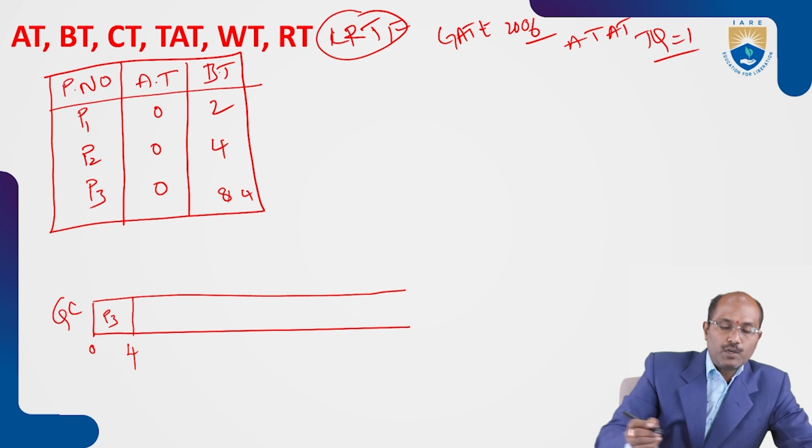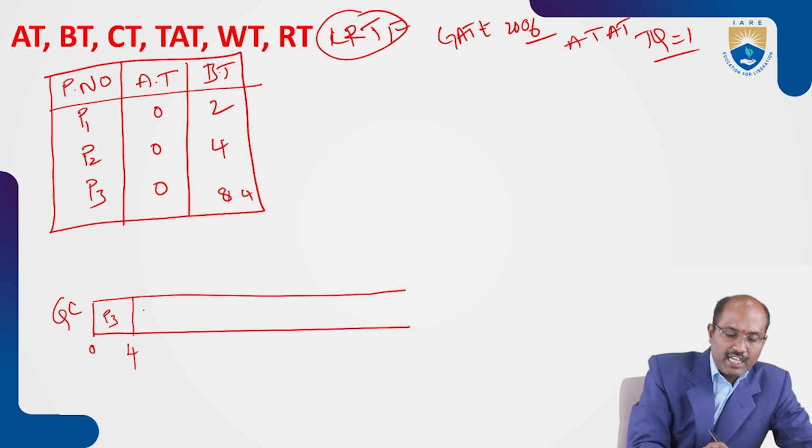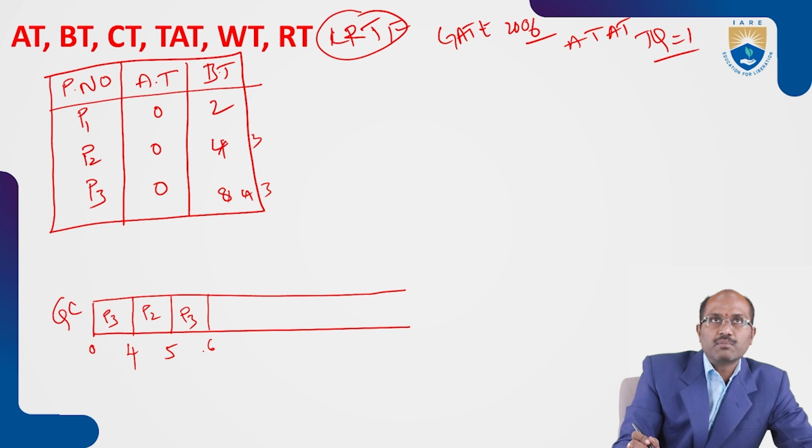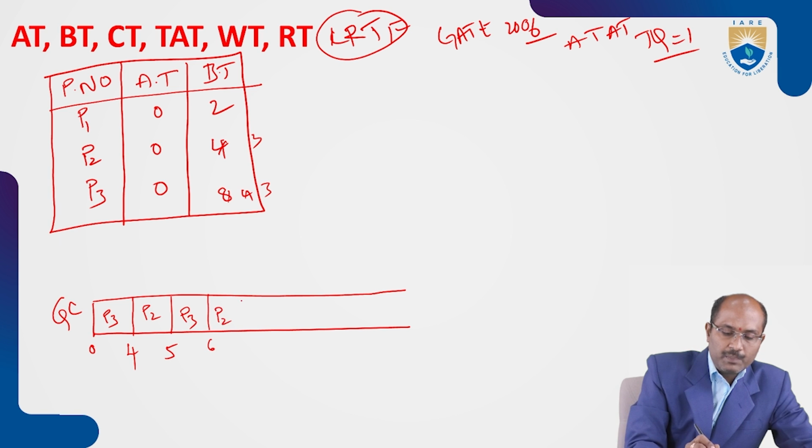So it executes P3 for 4 units of time, then P2 will come and execute 1 unit of time, so 3 units of time are left. P2 will execute again, P3 will execute, and so on, up to 6 units of time. Again P2 and P3 will execute 1 unit of time each: 6, 7, 8. That means the remaining 2 units of time are left.